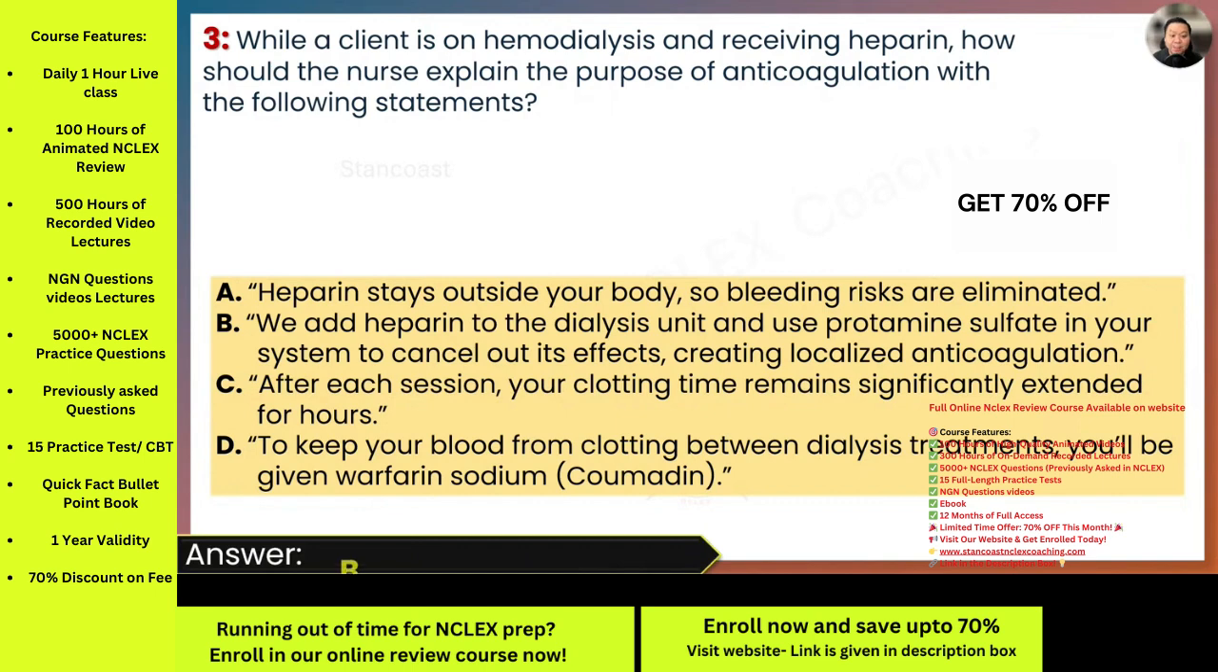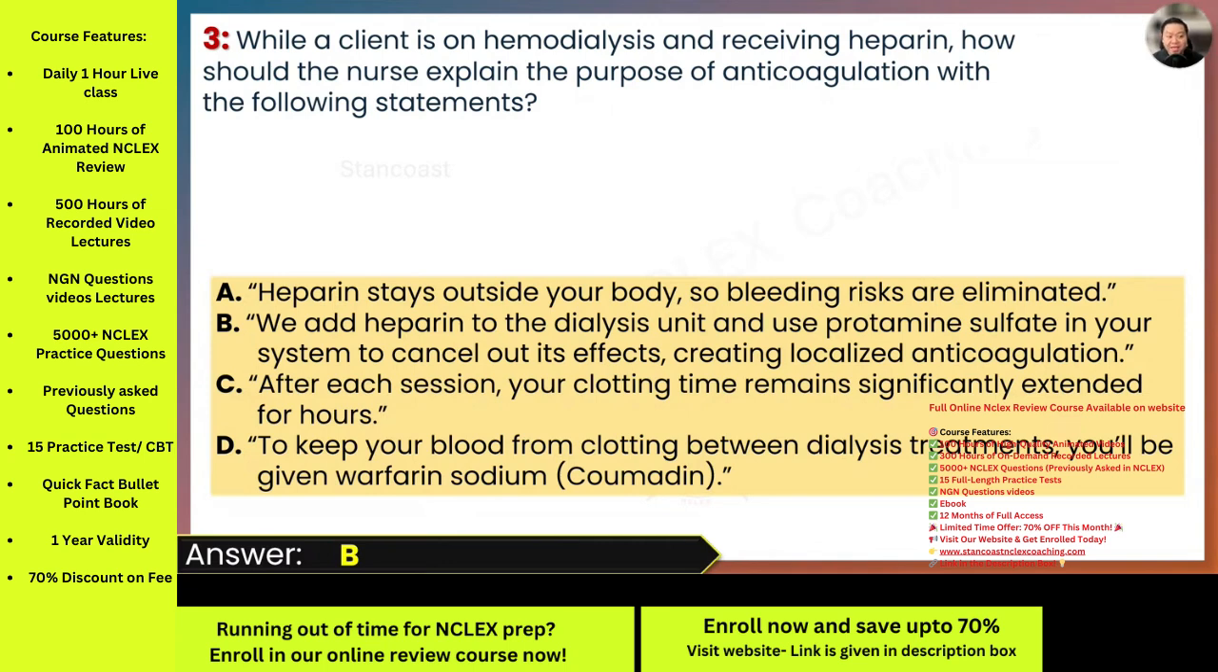The answer here is letter B, because this statement is accurate. We know that heparin is infused into the dialysis circuit to prevent clotting inside the machine, not the entire body of the client. And this is used to minimize systemic anticoagulation. And also, protamine sulfate is used to neutralize heparin before the blood re-enters the blood circulation. And so this process will ensure that blood flows smoothly through the dialyzer without causing excessive bleeding after the dialysis.